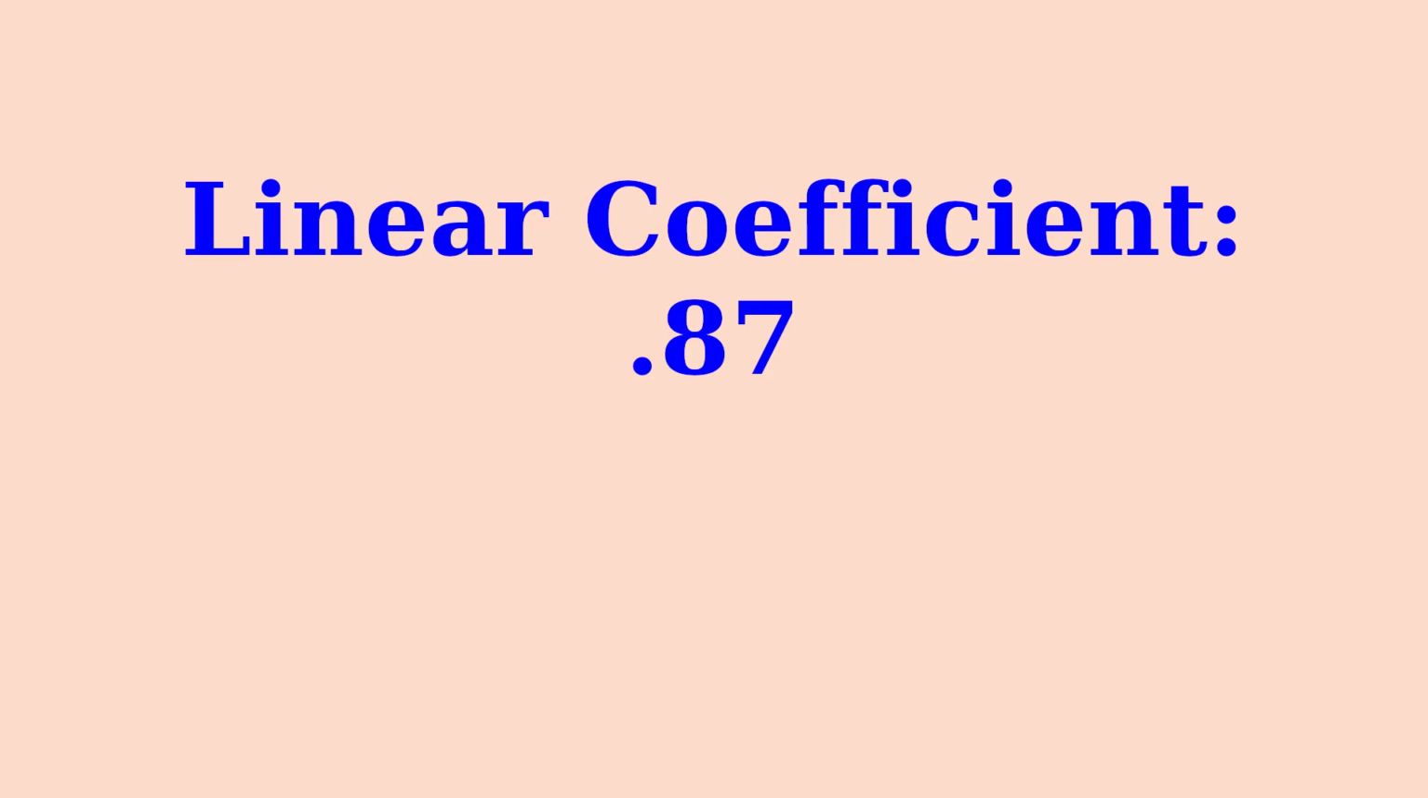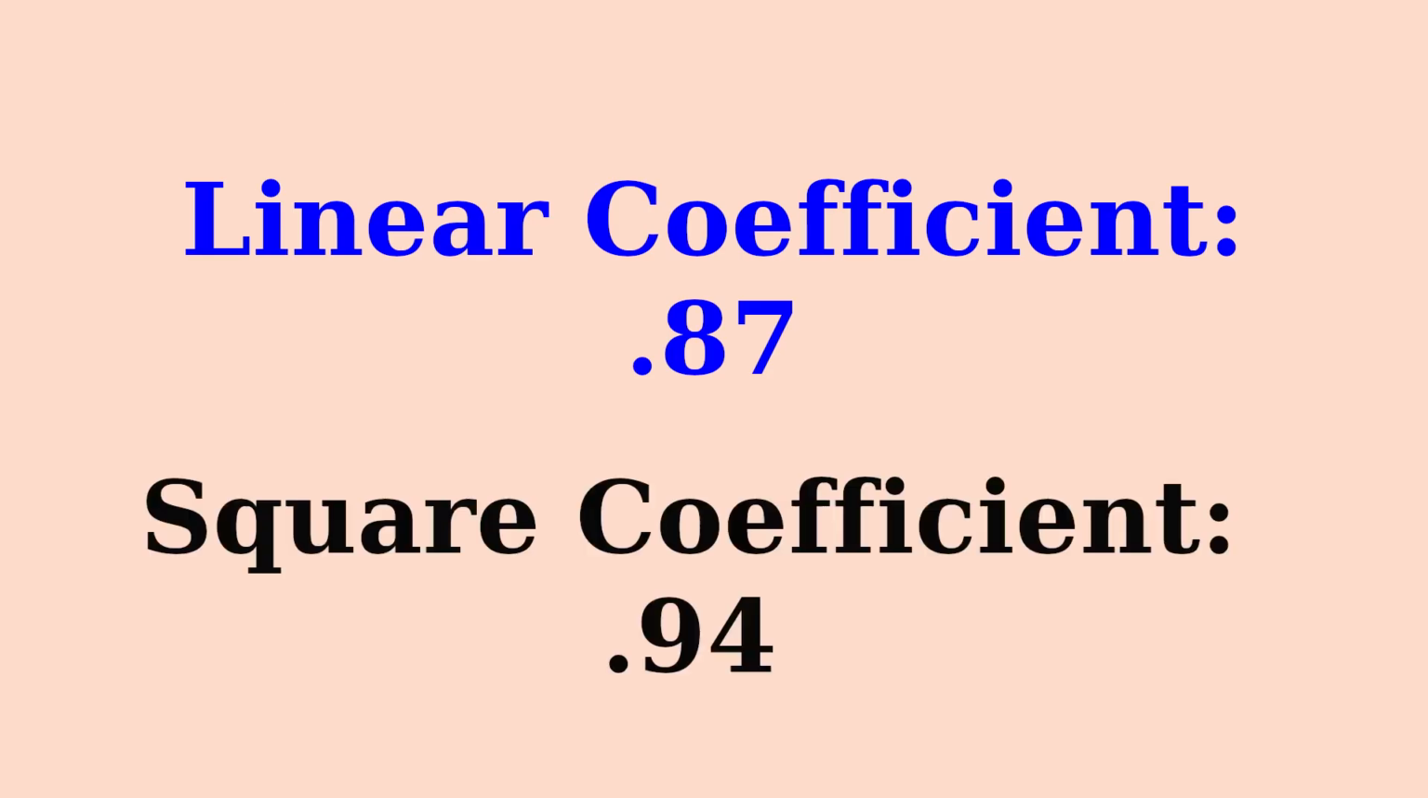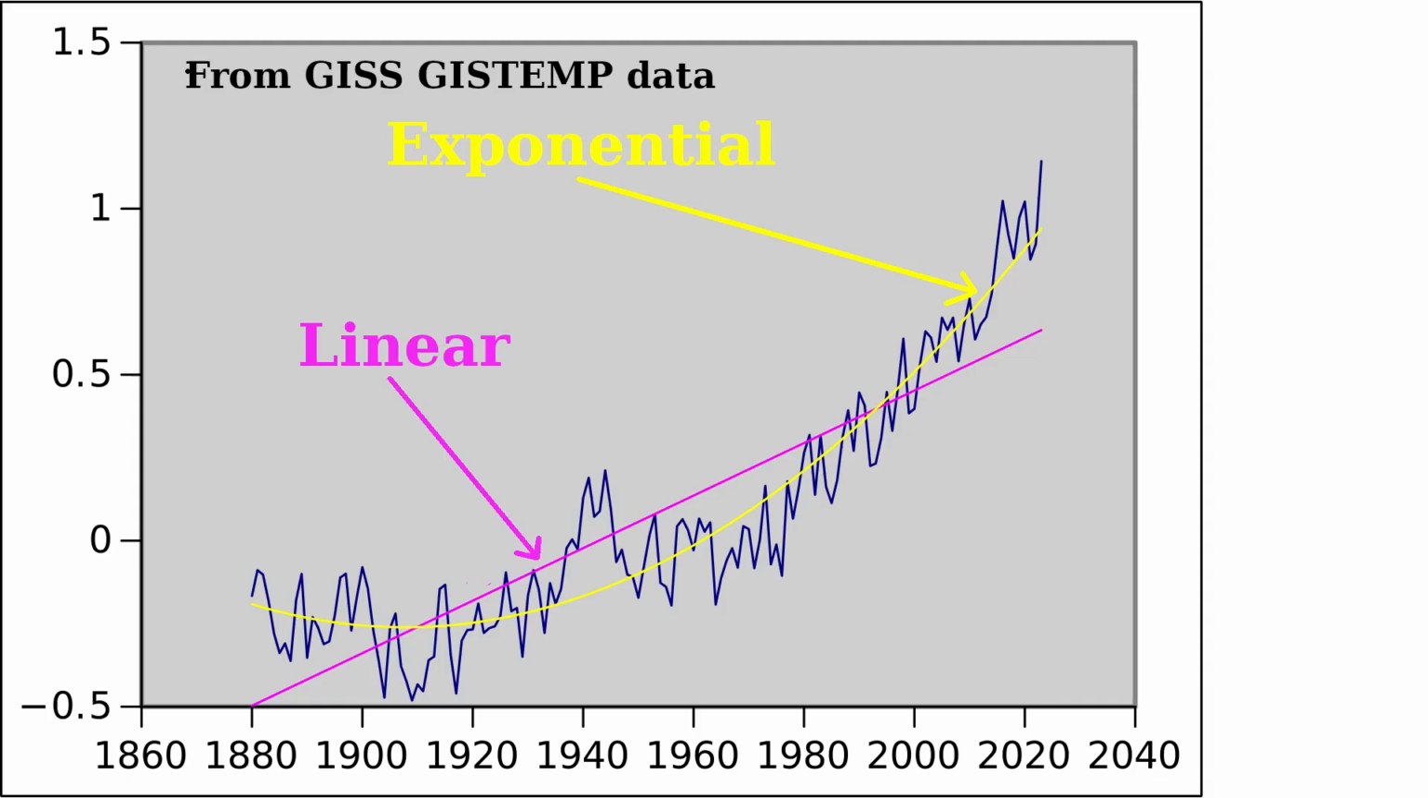The linear coefficient is 0.87. The square law coefficient is 0.94. The exponential or square law coefficient has the highest probability. Here are the best fit linear and square law curves produced by the spreadsheet LINEST function. The exponential function pretty obviously looks the best.